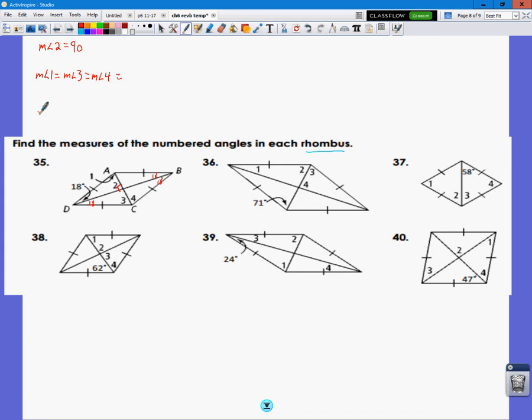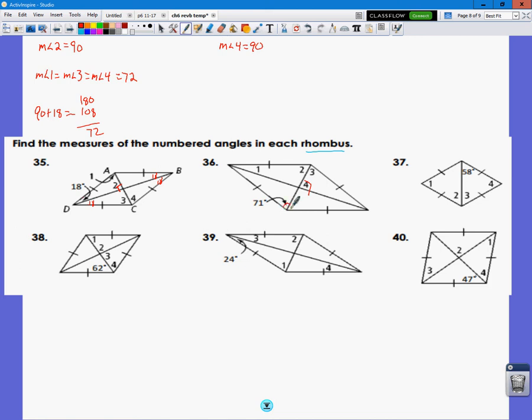I'm going to find it by taking 90 plus 18 and subtracting that from 180. And I get 72. So angle 1, angle 3, and angle 4 are all 72 degrees. Number 36, angle 4 is the easy one. The measure of angle 4 will be 90 degrees.